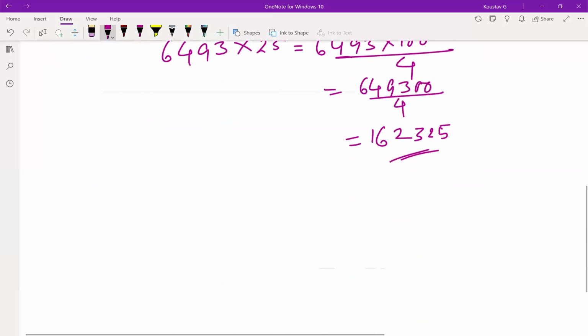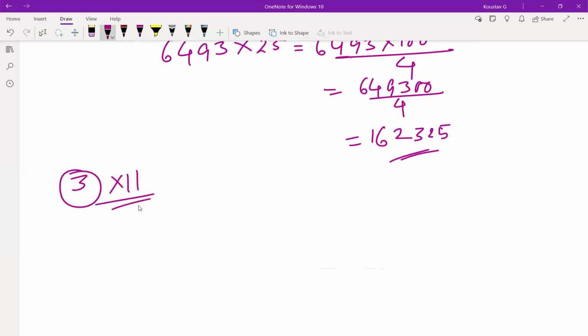Now I will tell you point number 3. Whenever you multiply any number by 11, the rule is: for each digit, add the right-hand digit and write the result as the corresponding figure in the product.